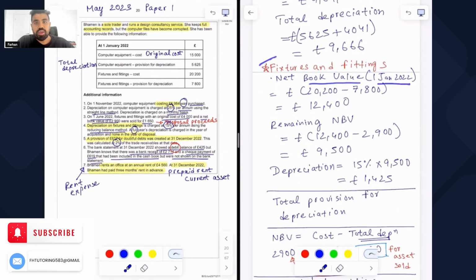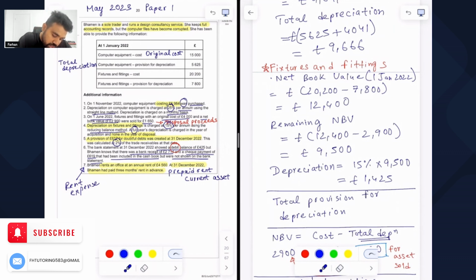Now, net book value can be derived by taking the original cost and then subtracting the total depreciation that we have at 1 Jan 2022. So both of these numbers are given in the table here, and that is where I got this from. So the net book value that we calculated at 1 June 2022 is £12,400. Okay. We also need to factor something in. We know that during the year, we have sold fixtures and fittings with an original cost of £4,000 and a net book value of £2,900.